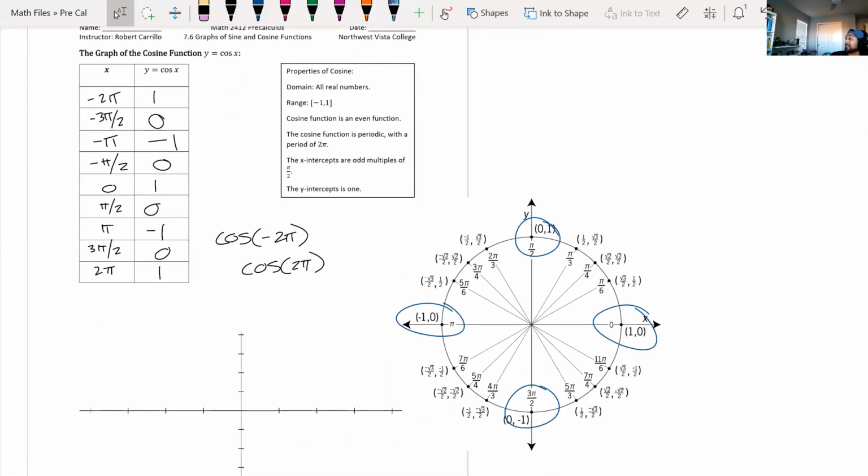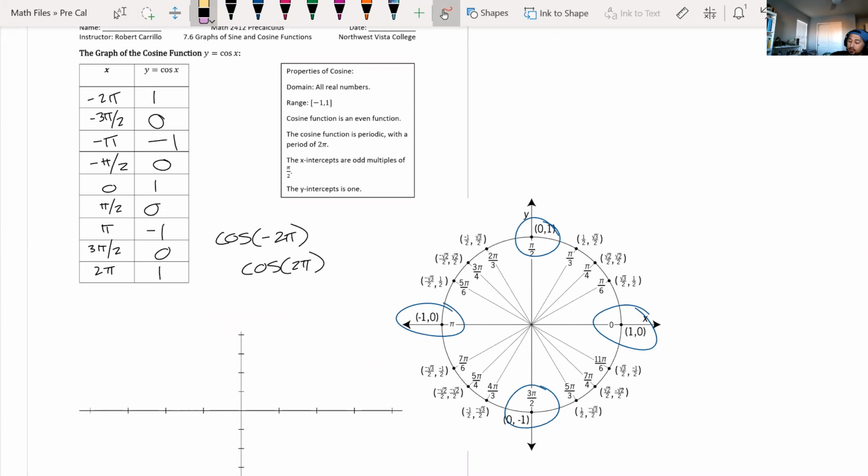Now, since cosine's even, that's why the cosine of any negative angle can be rewritten as the cosine of a positive angle. That's why I said the cosine of negative pi is the same as the cosine of pi. And this is only true because cosine is even. It has nothing to do with picking the coordinates.